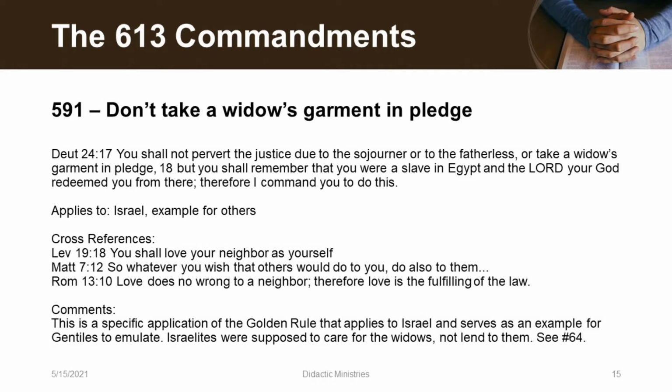This is a moral command for Israel and an example for Gentile nations to emulate. It is also a specific application of the Golden Rule. The Israelites were commanded throughout the Torah to take care of the widows among their people. They were not to be lending money to them. They were supposed to be giving charity to the widows. The fact that a widow would have to pawn her garment to get money is an indictment against the Israelites for their lack of charity and taking care of the poor. It is a condemnation of their basic selfish human nature.